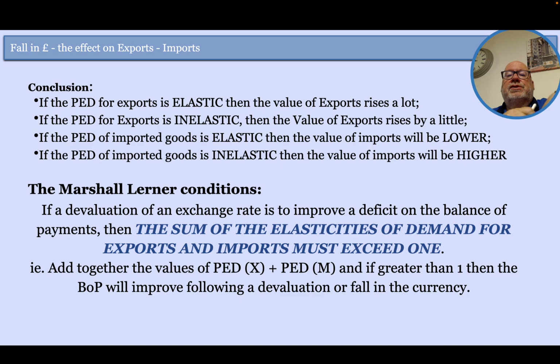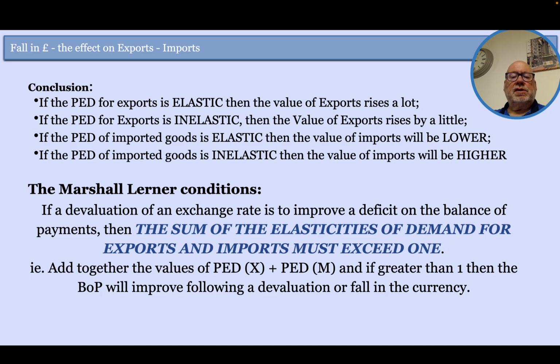That leads you on to then the Marshall-Lerner conditions. So obviously, what you want for this fall in the pound to improve your balance of payments on the current account is that you want the value of exports to rise a lot. You want PED to be elastic. You want the PED for imports to be elastic because you want the value of imports to fall. So you want elastic PED on both sides of the market.